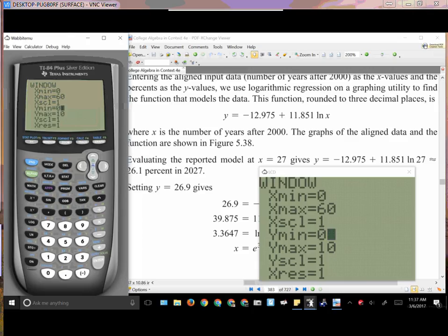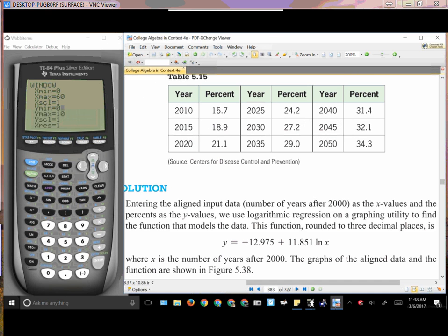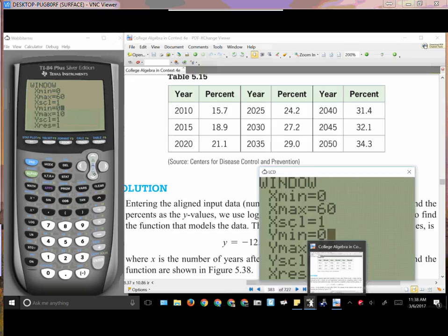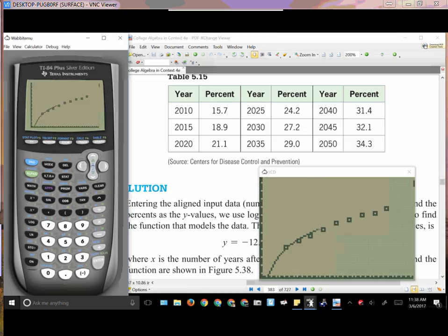Maybe, but we're never going to get to 100%. What was the largest value that they gave us? Which was what? 34? I can't hear you. Oh, 34. So 50 makes sense? Y minimum 0, maximum 50. See what we got. There's our data. There's our function. Does it hit it fairly well? Does it line up? Sure.